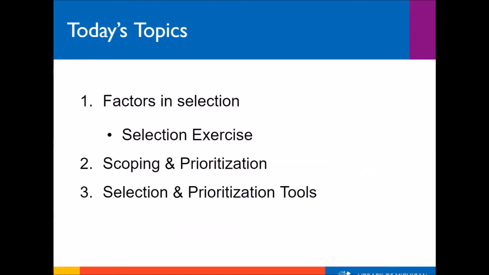So in today's class, we're going to be looking at factors to consider when selecting items for digitization. We're also going to do a brief selection exercise. And then we'll look at scoping the right size project for your organization and prioritizing material. And then finally, we'll review some tools for selection and prioritization.